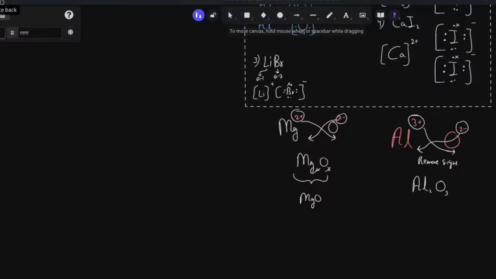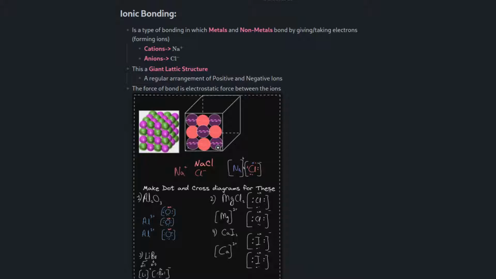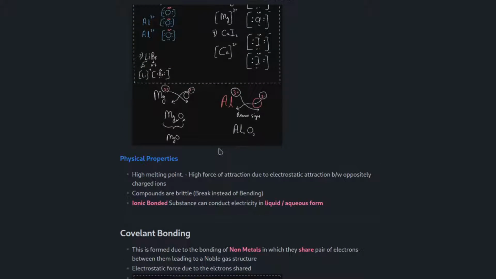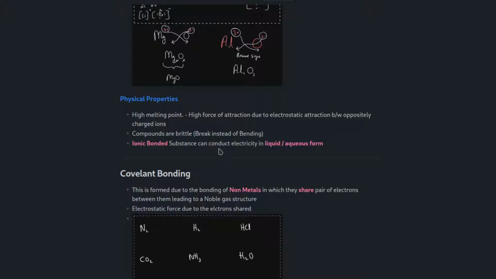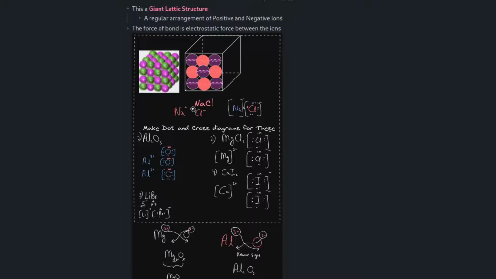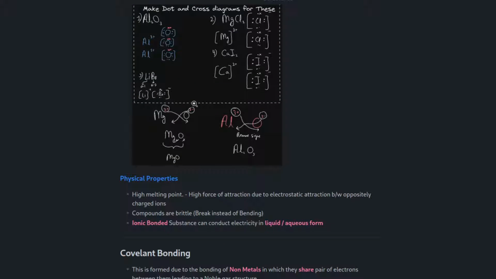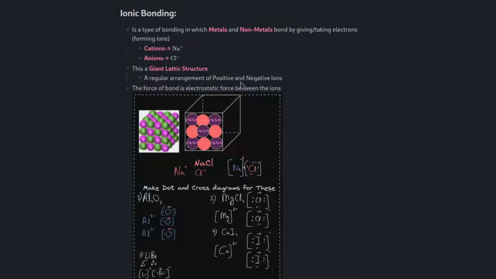So let's continue onwards and see what is in store next. So this was the understanding of ionic bonds. Now let's understand what the physical properties of these are. They have a high melting point and a high boiling point because they have a high force of attraction due to that electrostatic attraction between the oppositely charged ions. So these charged ions are highly attracted to each other, and that's the reason why they have a high melting point or boiling point. Compounds are brittle. The reason why they're brittle is because they have a high and very strong force of attraction between each other.